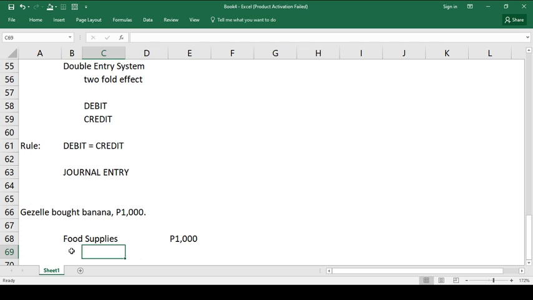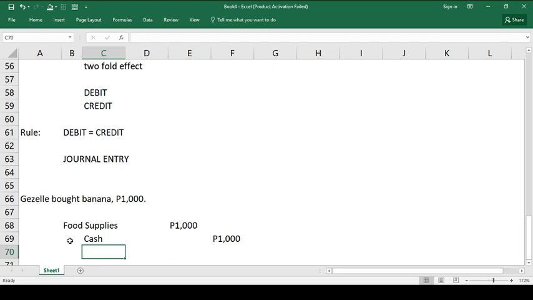Okay? So, if that is the credit, ano po yung credit kaya natin dito? Bumili po siya ng banana for 1,000. Ano kaya ang nag-decrease on the part of Giselle? Remember, once you bought banana, you disburse cash. So, nabawasan ka ng cash. So, that is your credit. Decrease on asset is a credit. So, there is a credit on cash of 1,000.